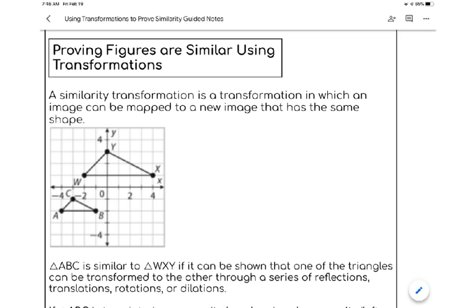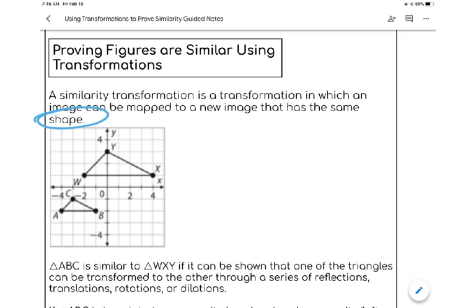So before, in the previous unit, we were talking about using transformations to prove that two figures are congruent. And if they were congruent, that meant they were the same size and they were the same shape. Both of those were true. In a similarity transformation, a transformation is going to happen where the image can be mapped to a new image that has the same shape, but it does not have the same size. They can be similar and not be the exact same size. They just need to be the same shape.